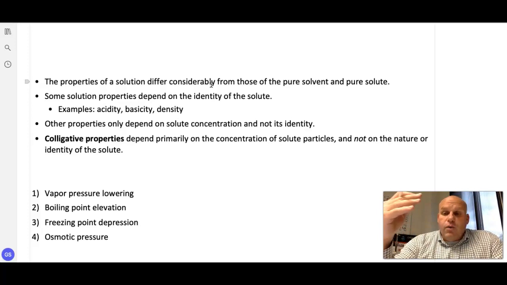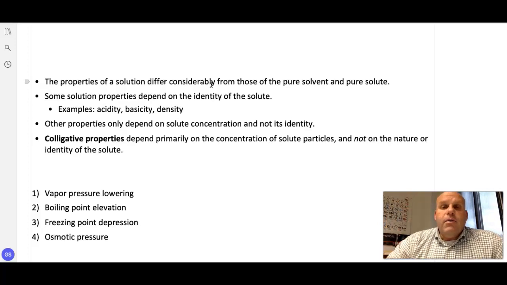So vapor pressure lowering tells us the vapor pressure of the solution will be lower than the vapor pressure of a pure solvent. Boiling point elevation, the boiling point of a solution will be higher than the boiling point of a pure solvent, and so on. We will spend a good portion of this video going into more detail in these four different colligative properties.